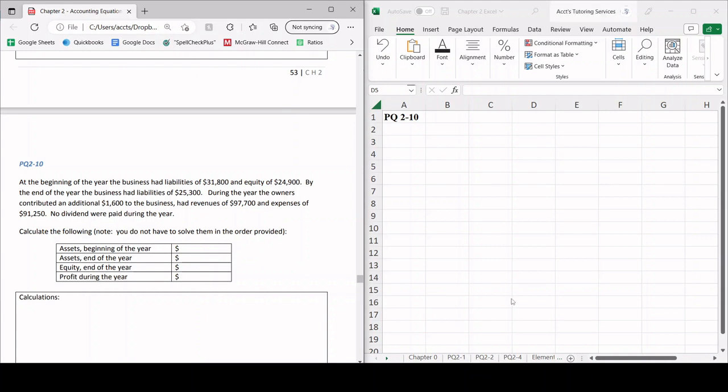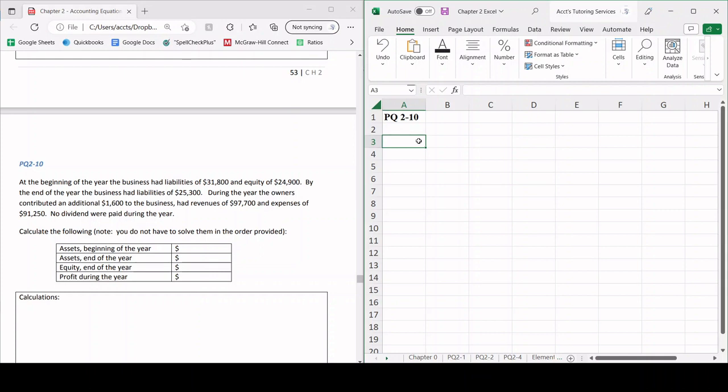All right, the next question that we're going to focus on is going to be PQ2-10. So this question is a little bit different, so I'll show you how to structure it and how to arrive at the final answer. So at the beginning of the year, the business had liabilities of 31,800 and equity of 24,900. By the end of the year, the business had liabilities of 25,300.